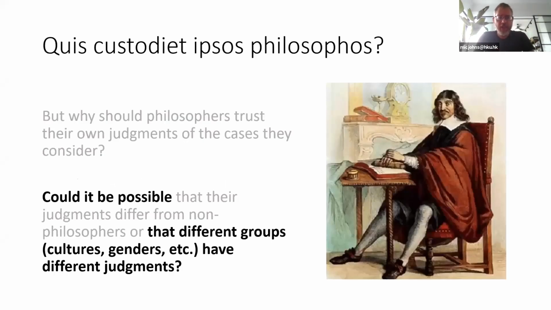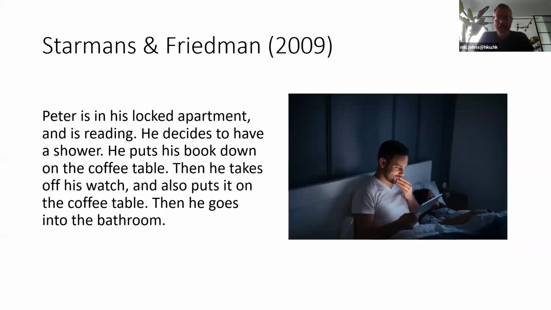So this is a question I asked before, but now I want to return to it. Could it be possible that different groups, that is, for instance, different cultures or people who are different genders, have different judgments about these thought experiments, right? And it turns out that the experimental evidence suggests that this is the case. So here's one more thought experiment. So bear with me. Number 3.